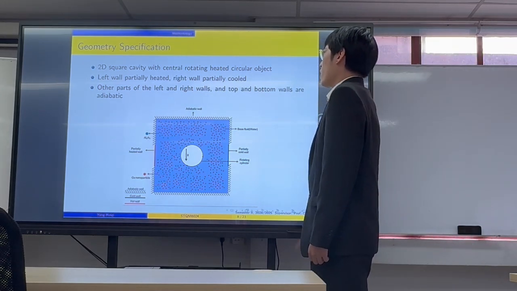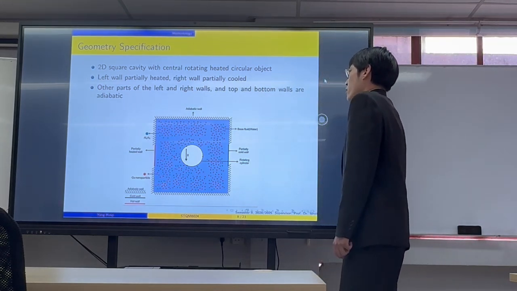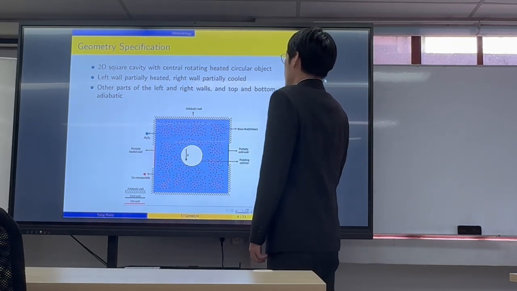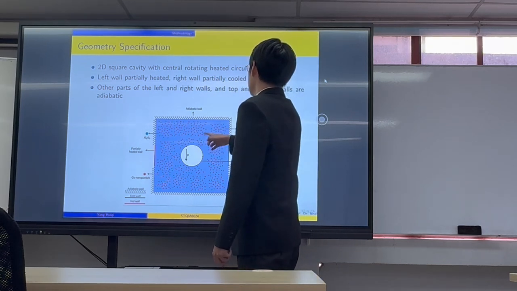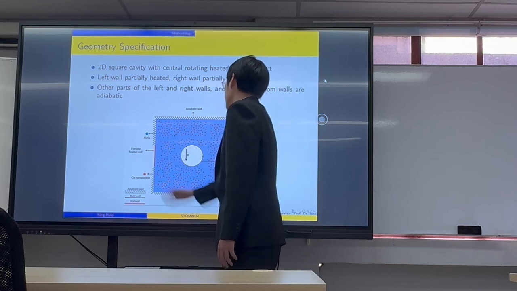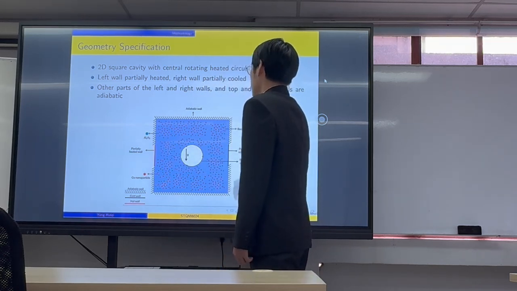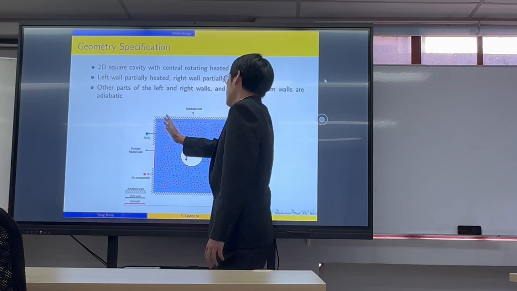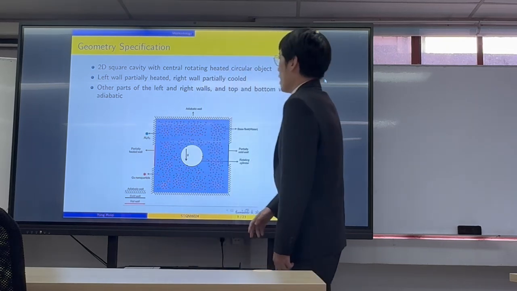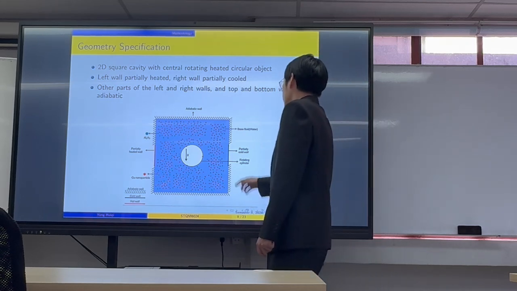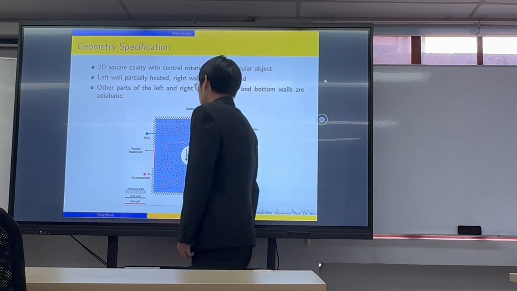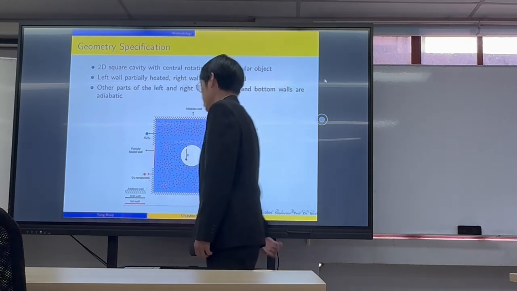Then is the third part, methodology. Firstly, we see the geometry. There is a 2D square cavity with a central rotating heated circular object, and the left wall is partially heated, the right wall partially cooled. The other parts of the left and right walls, and the top and bottom walls, are adiabatic. The base fluid is water. The nanoparticles are aluminum oxide and copper.